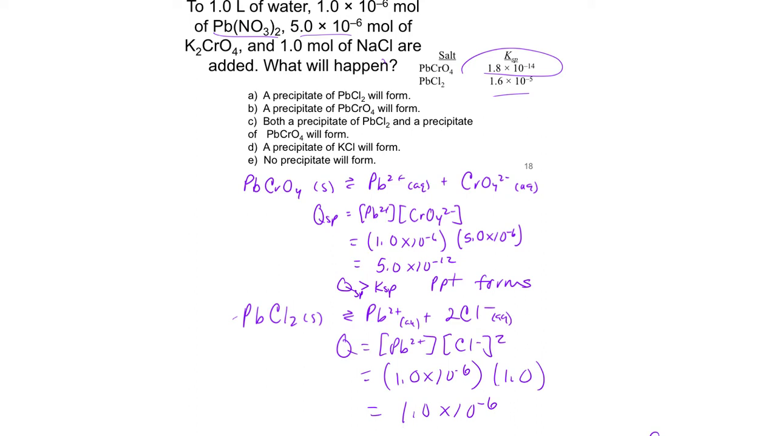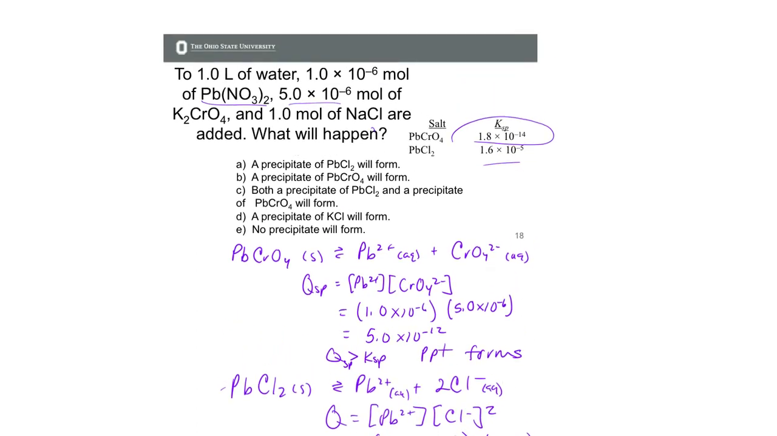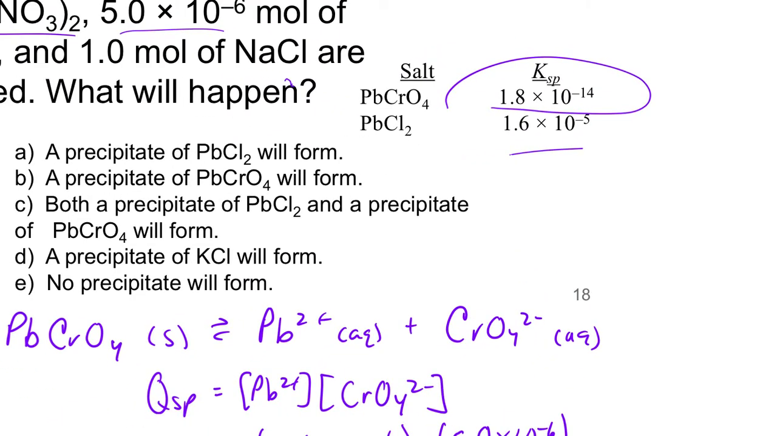Let's see, what's our K? If we were able to add enough chloride to make Q greater than K, then we would be able to form precipitate. So now, does that help? Not yet. Let's do the next thing and then we'll come back. Let's go back.